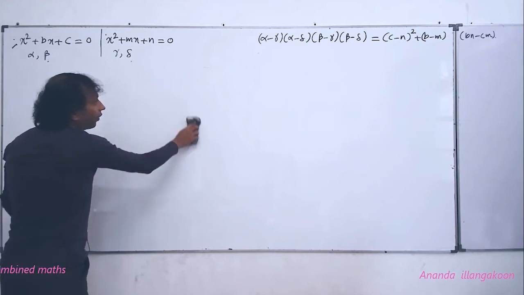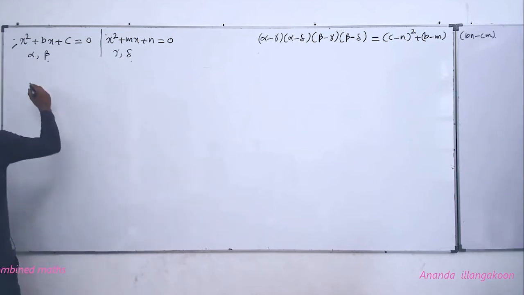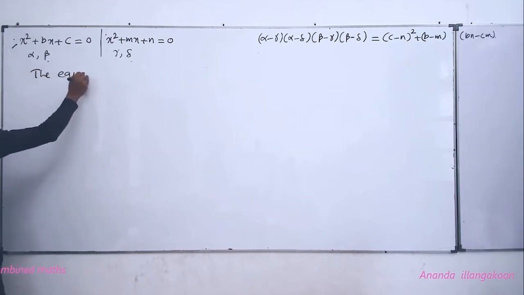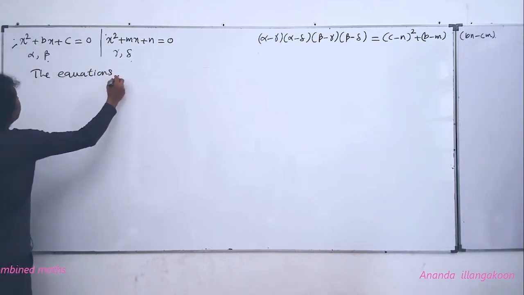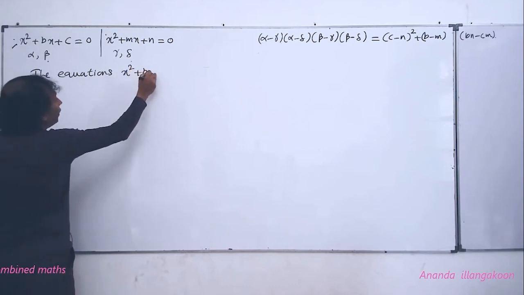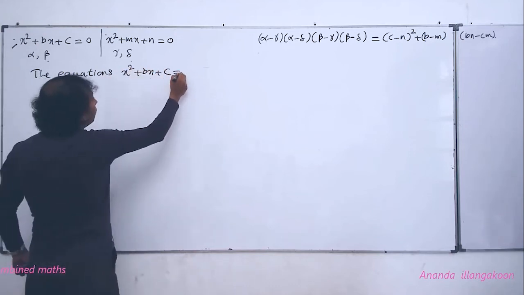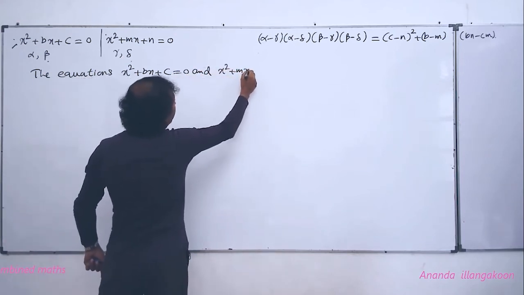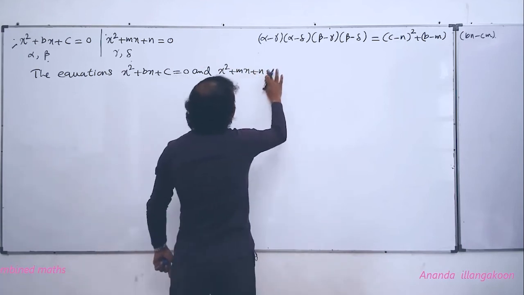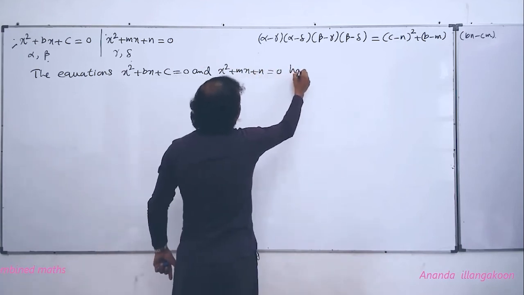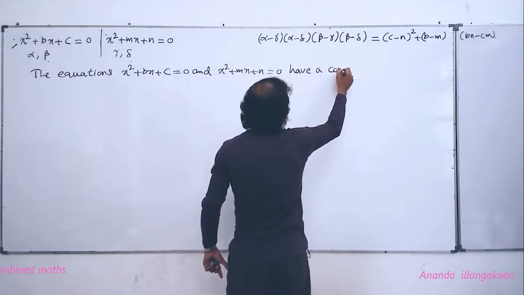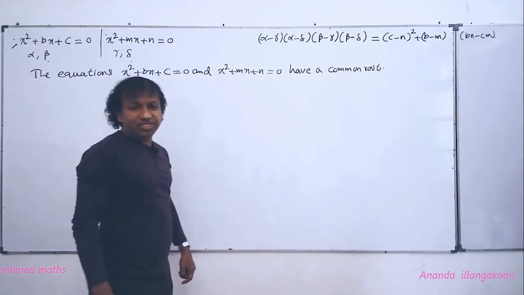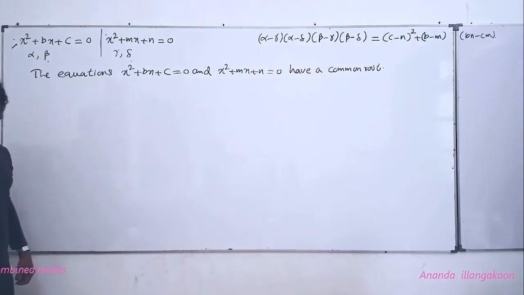Okay, I'm going to write it like this. The equations x squared plus bx plus c equals 0 and x squared plus mx plus n equals 0 have a common root. This is the first line, people, the first sentence.